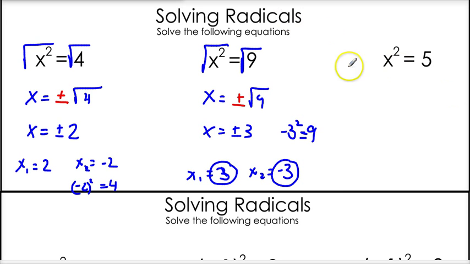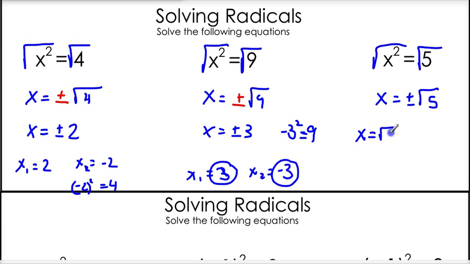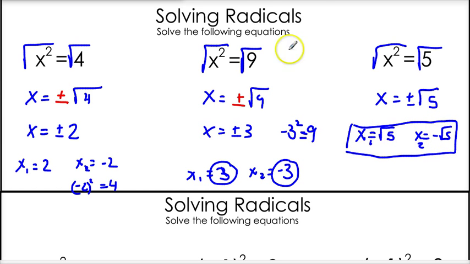Let's try our last one. Once again, we're going to take the square root, and we get x is equal to the positive or negative square root of 5. Now, the interesting thing here is that there is no whole number square root of 5. I mean, there is, but it's a decimal. So all you do is you just leave it as this. So our two solutions are going to be x is equal to the square root of 5, and x is equal to the negative square root of 5. Now, you might be wondering why I'm putting this 1 and 2 here. That means x1 means the first solution, x2 means the second solution. So this, you don't have to do anything. If it's a decimal and you can't get a whole number, just leave it as the square root.